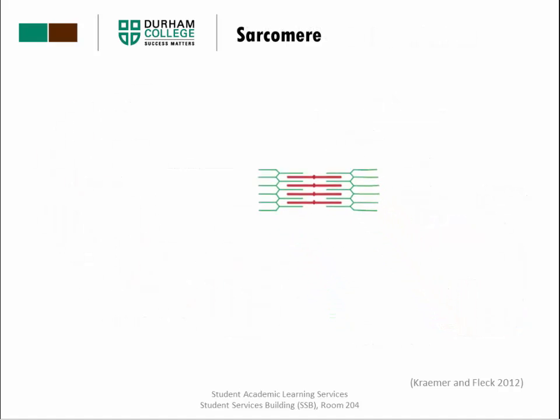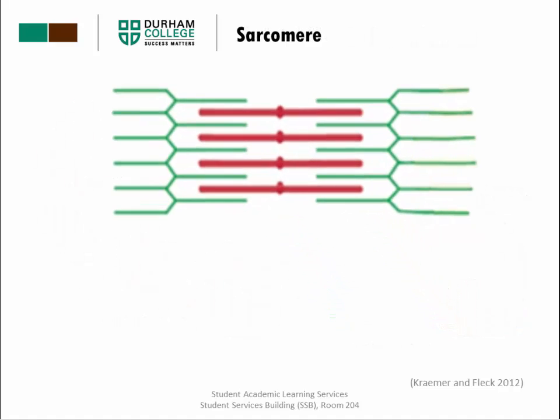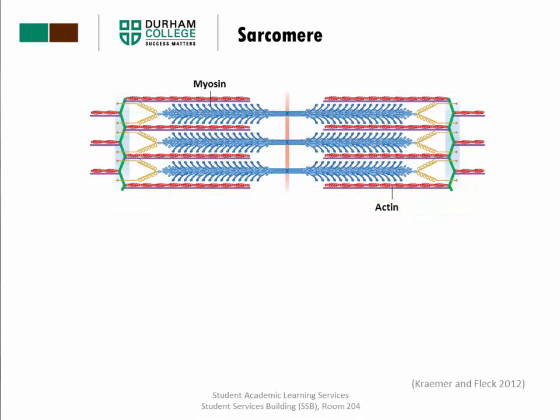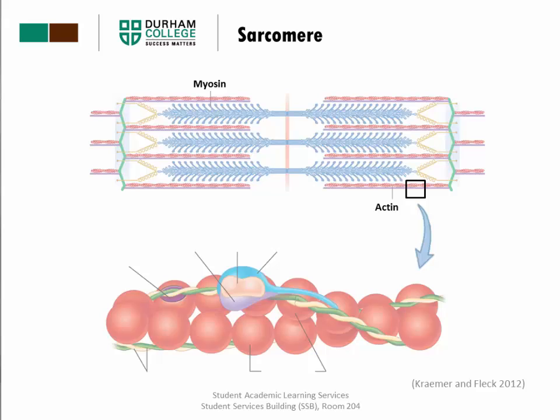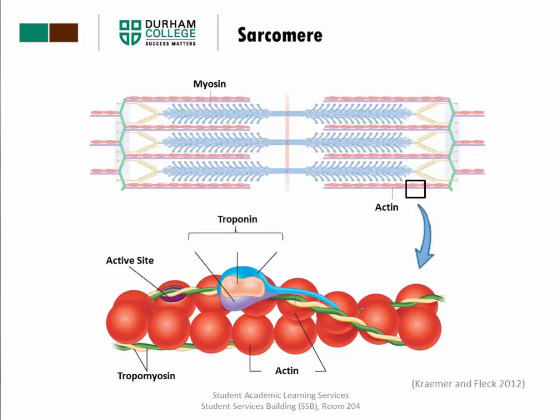Zooming in on a single sarcomere, we can see that an actual sarcomere is quite a bit more complex than what we were just looking at. However, there's still actin and myosin. Zooming in on the actin, we can see that there are many proteins involved. The actin itself, with the active site found on the actin, but then also tropomyosin and troponin with its 3 subunits.